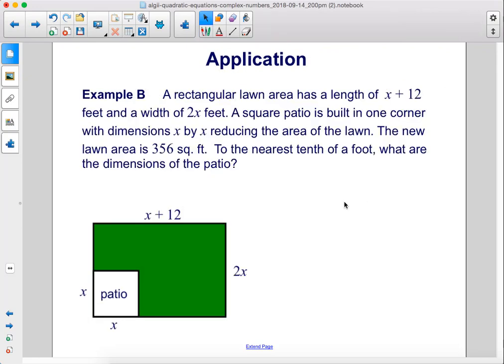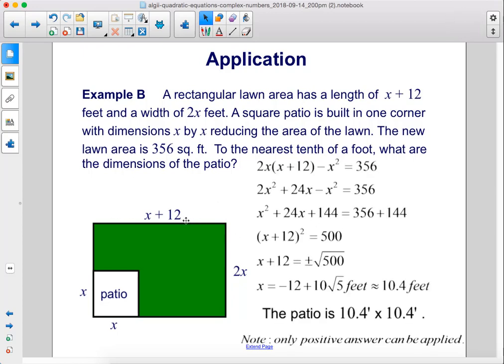Example B. A rectangular lawn area has a length of x plus 12 feet and a width of 2x feet. A square patio is built into one corner with dimensions x by x, reducing the area of the lawn. The new lawn area is 356 square feet. To the nearest tenth of a foot, what are the dimensions of the patio?